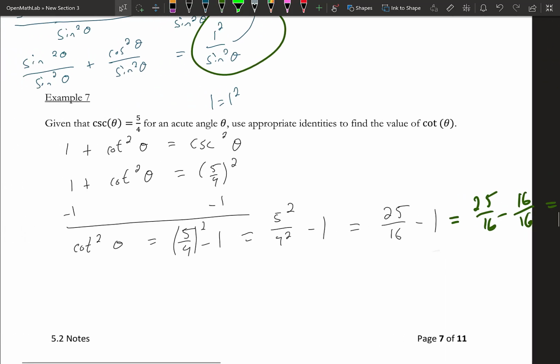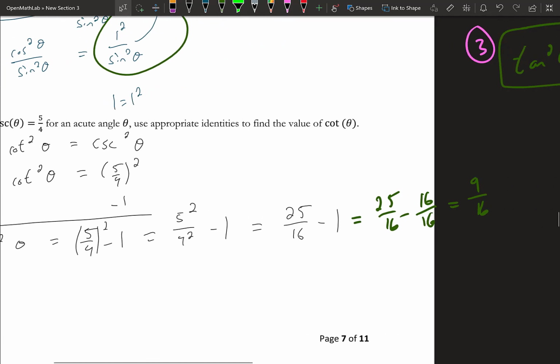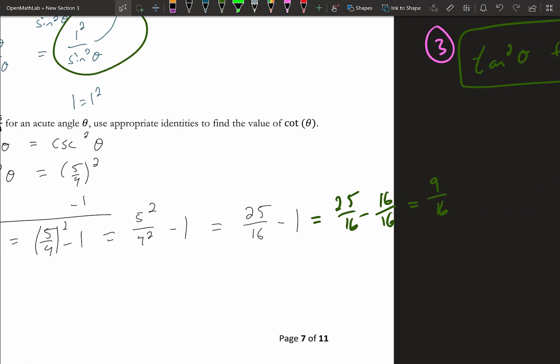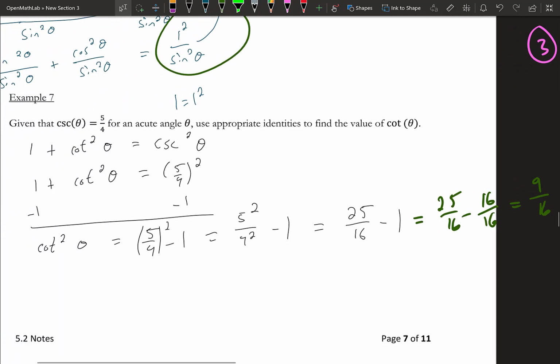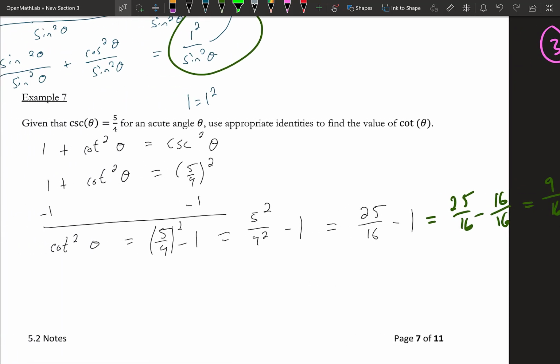So then, I can divide, that's what I want to stop at, right? I can't reduce that anymore. So then we would have cotangent squared theta equals 9/16, right, is what we have.